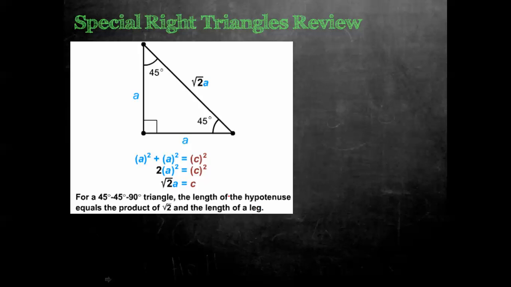product of square root of 2 and the length of the leg. So this is from last semester. We know this already, that if we have a 45-45-90 triangle, we know that the side lengths are A, and square root of 2 times A. So whatever these two sides are, they're the same, right? Because they're the opposites of the 45-degree angle. They're the same. And then this one is just square root of 2 times whatever this number is.